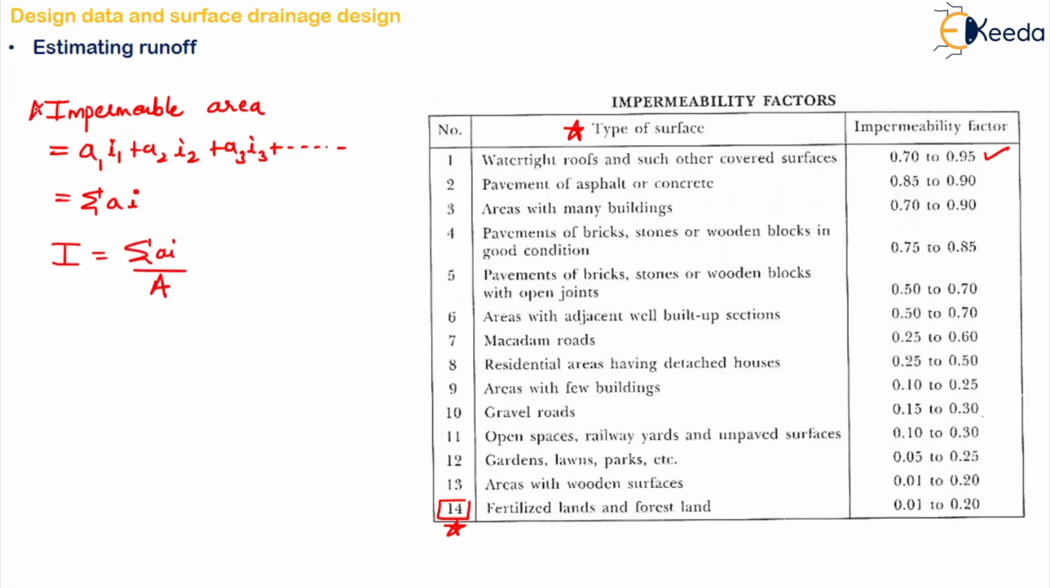This is impermeable area, divided by the total area. So what is this capital I? It is your average impermeability factor of the whole area. So basically your airport will have all different areas, right? For every area, we find the impermeability factor, sum up all the areas, then divide this by the total area, and you will get the average impermeability factor for the entire area.